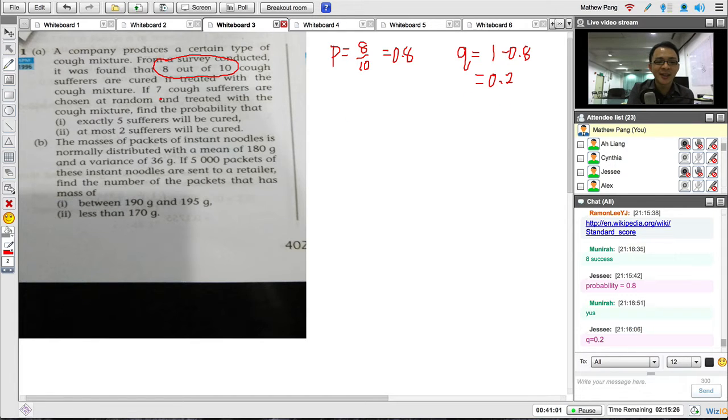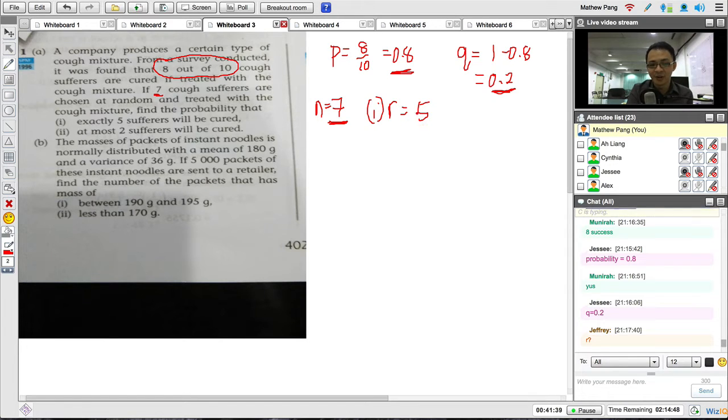Alright, over here they take a sample, meaning they are trying to take 7 patients in this experiment. So I know N equals 7. This is the information I have: P is 0.8, Q equals 0.2, and N equals 7. Here I ask you to find the probability that exactly 5 sufferers will be cured. So what they're trying to see is R is 5, because R is the number of successes, right? So in this case, R equals 5, because they want to find 5 sufferers cured.